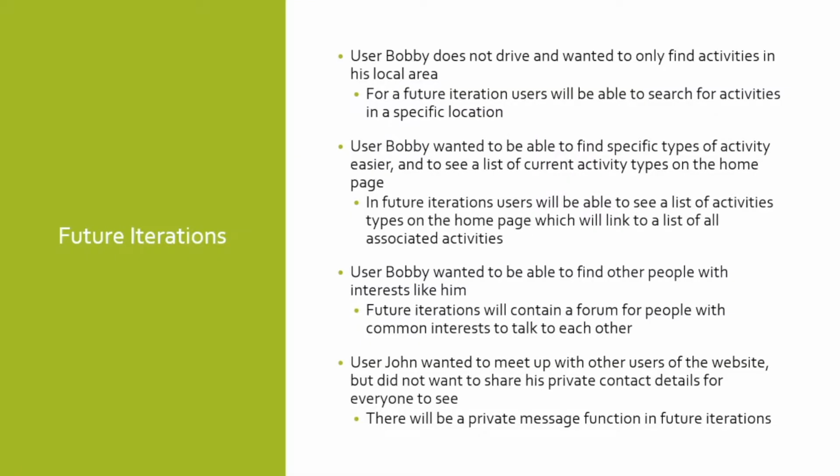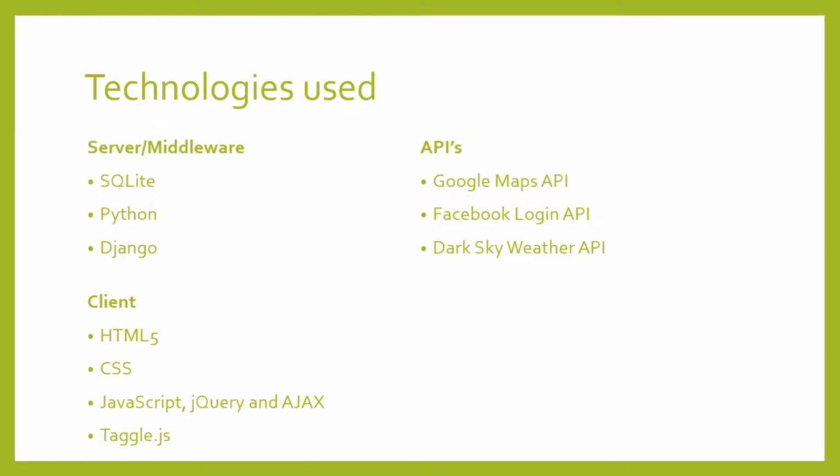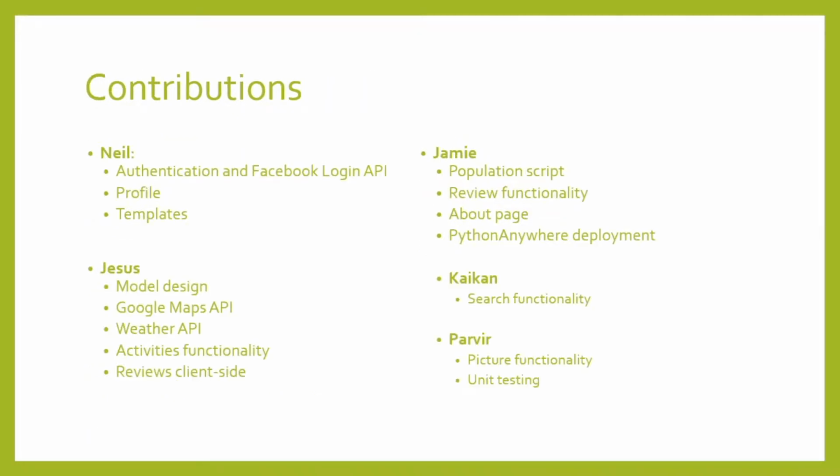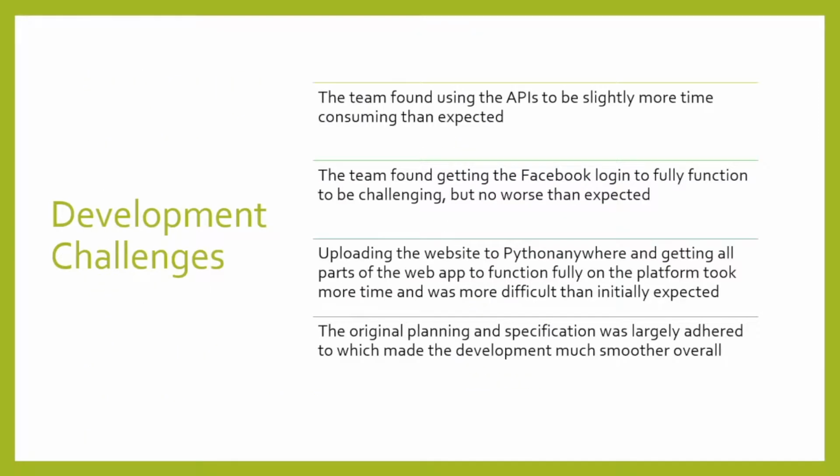In future iterations of the website, we would include things such as location-based search, a list of activities on the homepage based on types of activity, a forum for people to discuss, and a private message function between users. The following is a list of the technologies used and the contributions for each member of the team.